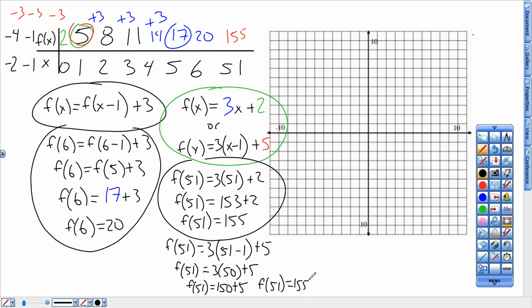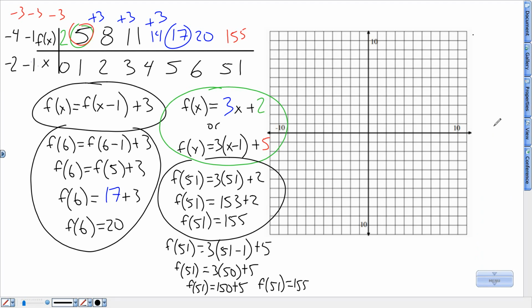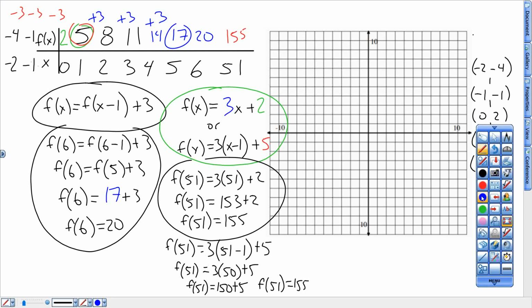Now graphing it. I want to know that you people can graph. So some people like to write all the coordinates. That first coordinate, -2 for x, really -4 for y. -1, -1. Next one is 0, 2. My next point is 1, 5. My next point is 2, 8. If I graph them, they should be a nice, neat, straight line.